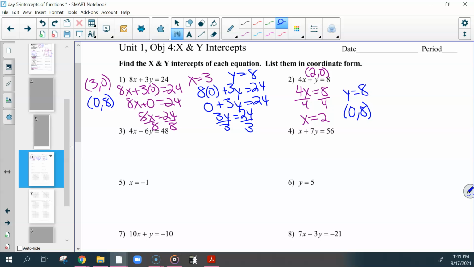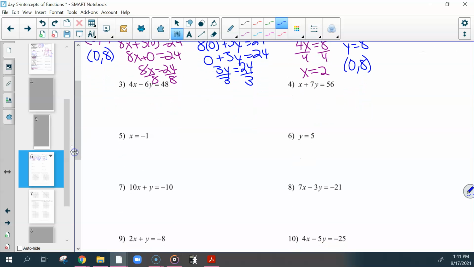We're gonna do 5. What's the value of x on the y-intercept? Yeah, that's what.